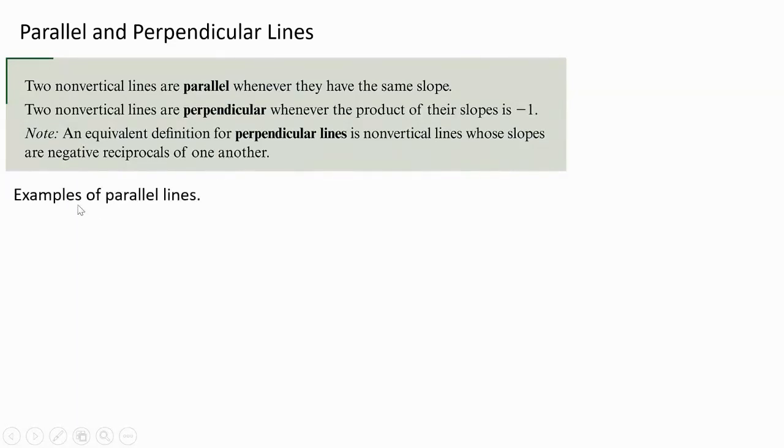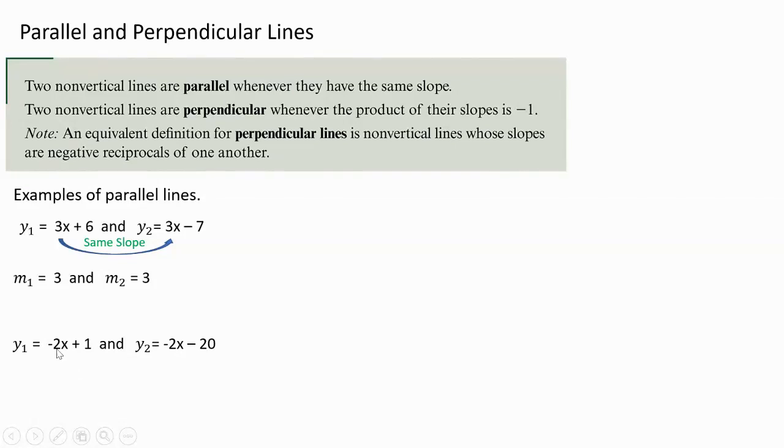I'm going to show you an example of each one. Examples of parallel lines: for example, here my slopes are both 3. So they're the same. These two lines are parallel because both slopes are 3. Here, both slopes are -2, so they're parallel.